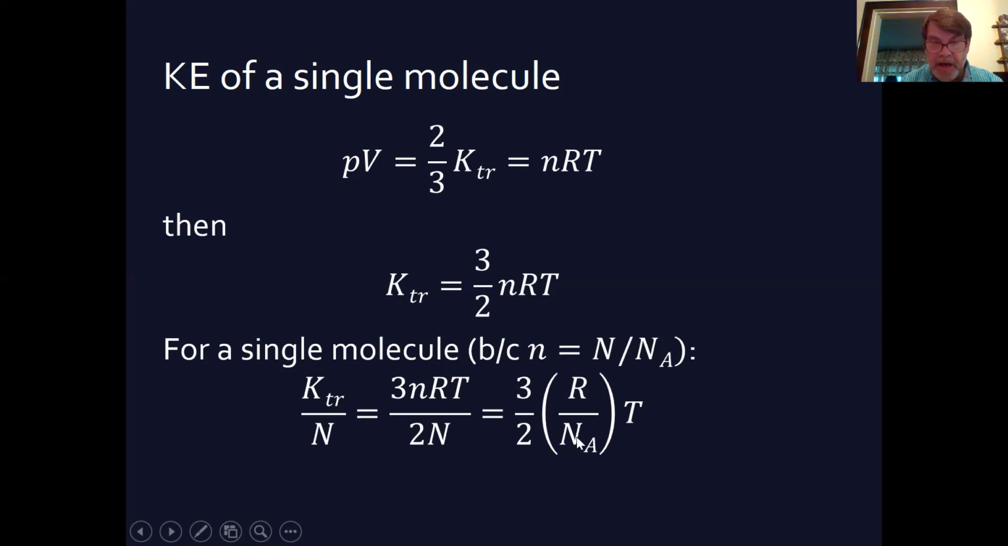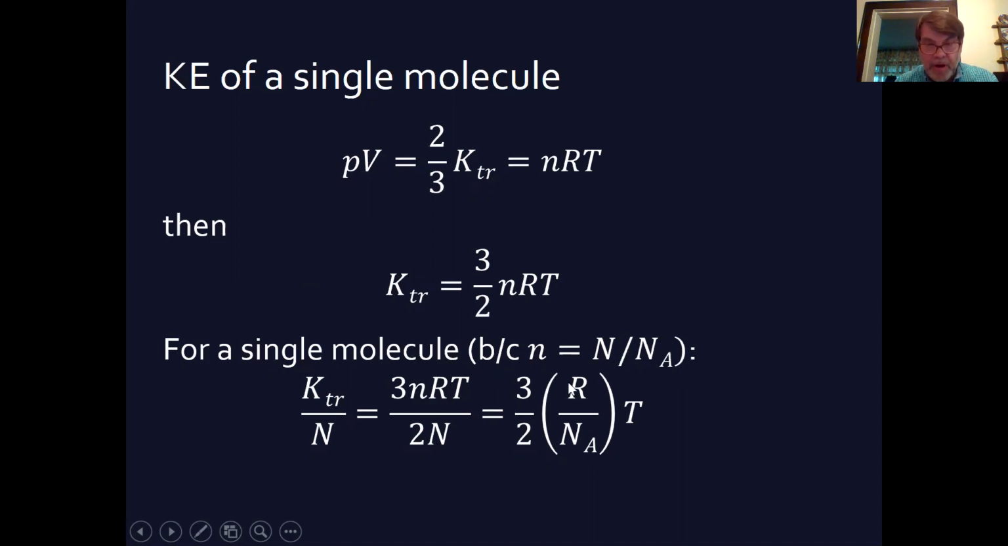Now, there's the RT. How did I get the Na? Well, the number of molecules... hold on a second. So small n is the number of moles, right? The number of moles equals the total number of molecules divided by Avogadro's number, 6 times 10 to the 23rd power. So what I've done here, and I didn't do it, Young and Freedman did it, is I substituted in N over Na here, N over Na.